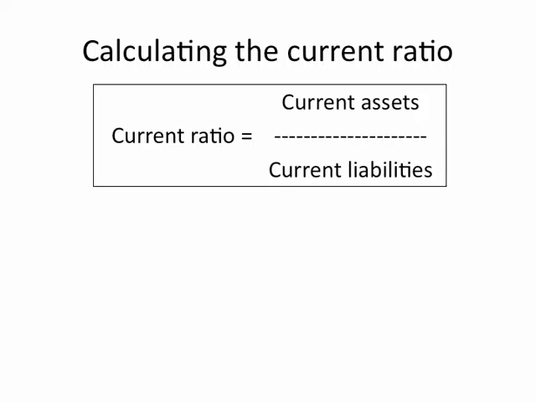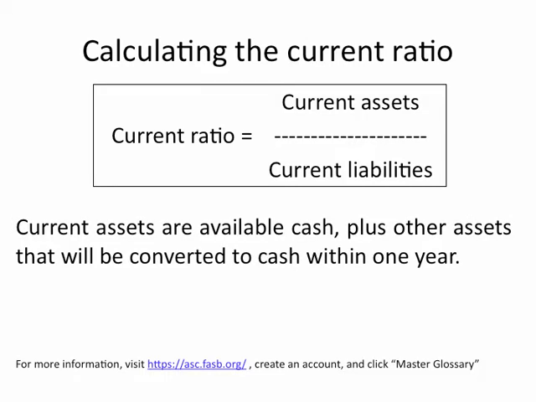You calculate the current ratio in order to measure a company's liquidity. The current ratio is the current assets divided by the current liabilities. That's why it's the current ratio. Current assets, current liabilities, current ratio. So what are current assets and what are current liabilities? Well, each one of those is worth a video of its own to go over what all gets included in those categories.